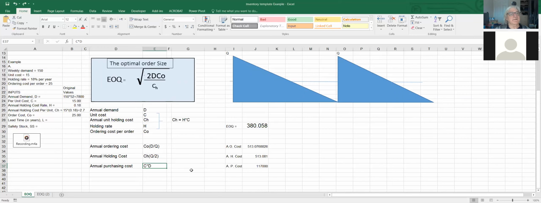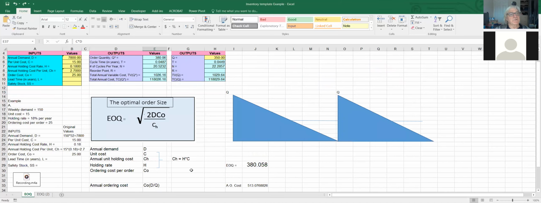There are a few more concepts on EOQ that I want you to see. It has to do with the reorder point. It has to do with the lead time. It has to do with safety stock.